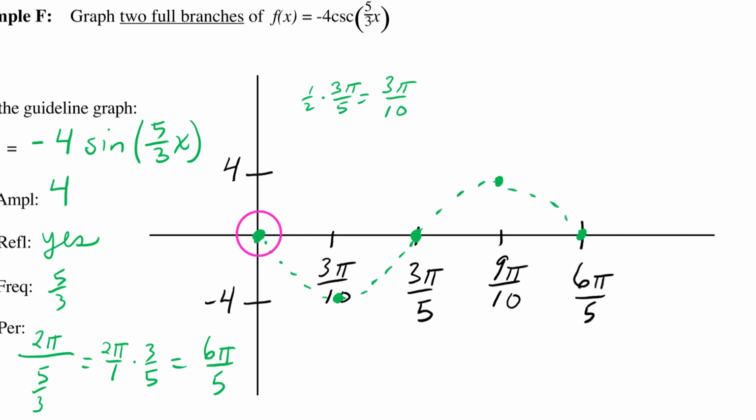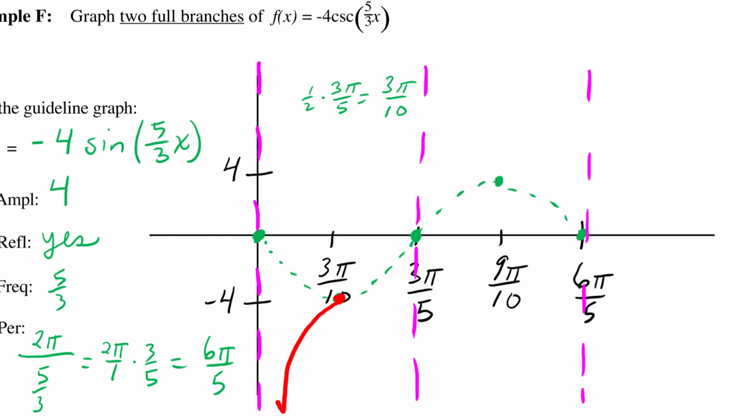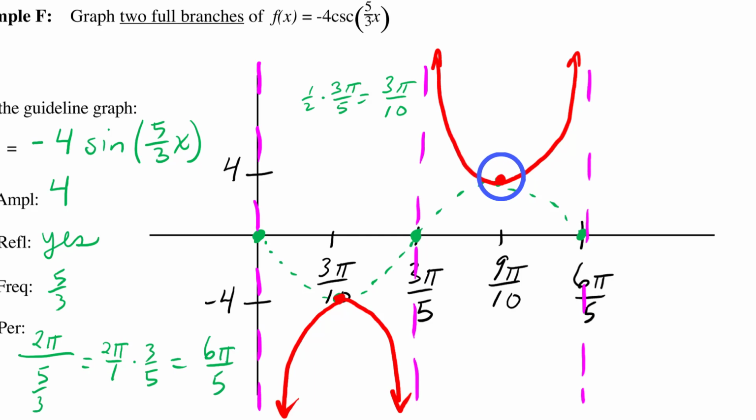What we're looking for, though, are the zeros of the sine function, because that gives us the asymptotes of cosecant. And the graphs touch at the maxima and minima. So at 3 pi over 10, at -4, we have a maximum for the cosecant function, and it graphs downward. And at 9 pi over 10, they touch at +4, and we have the minimum for a graph that goes upward.